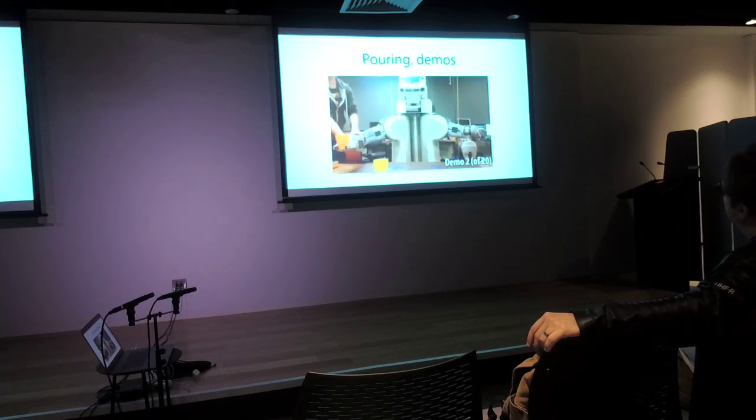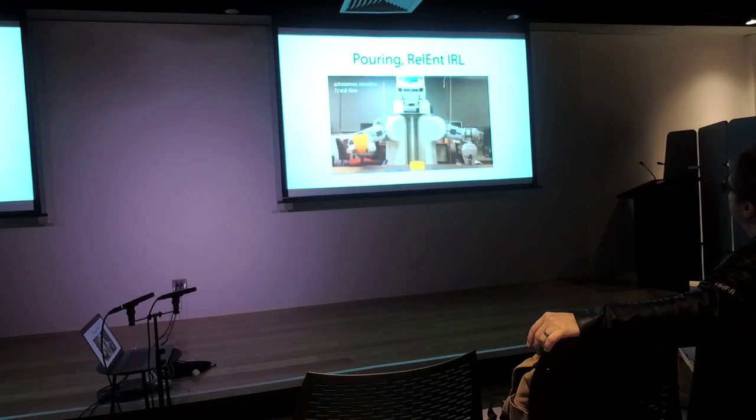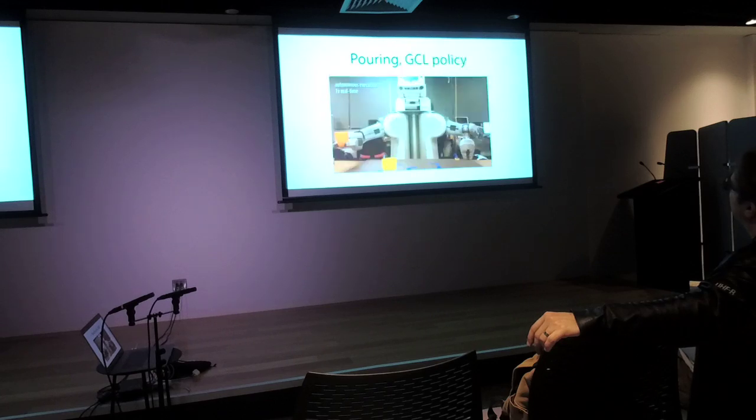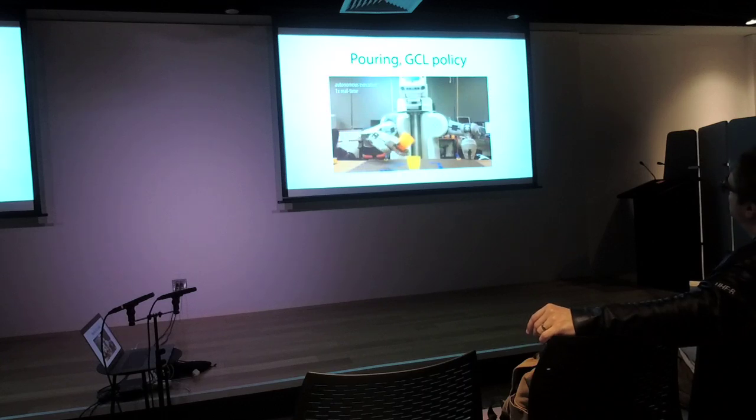Next, here are some demonstrations of me showing the robot how to pour from one cup into another cup. Here's the result of running relative entropy inverse RL. Again, because it didn't get a good estimate of the partition function, it isn't able to figure out how to successfully perform the task. Then here's the result of running guided cost learning. This is the policy that it learned at the end of inverse RL. It's a bit close on this one.